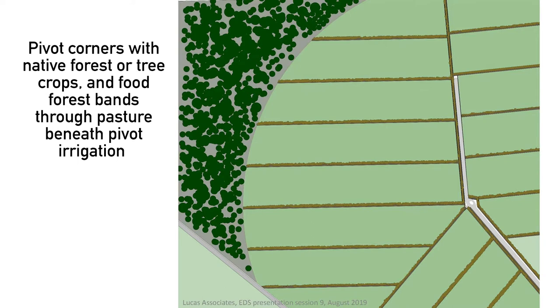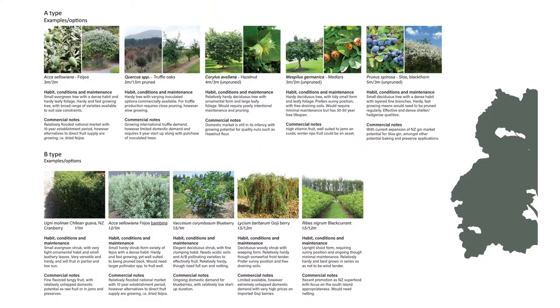So in looking at that and our woody forest food bands with their roots going down and those lines intercepting groundwater flows of nutrients. Here's all the species we could use.